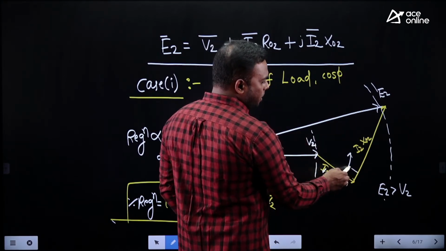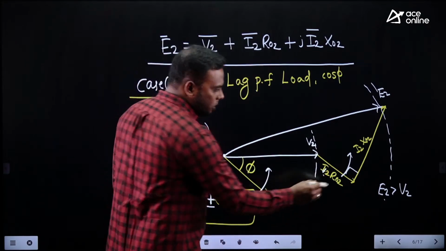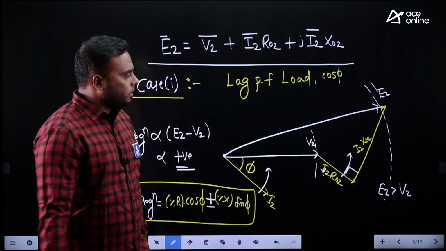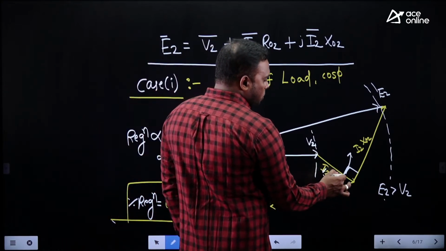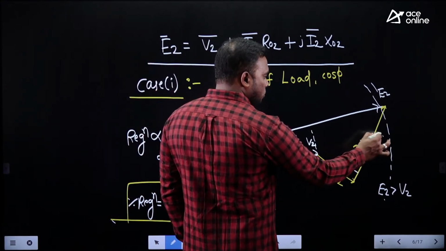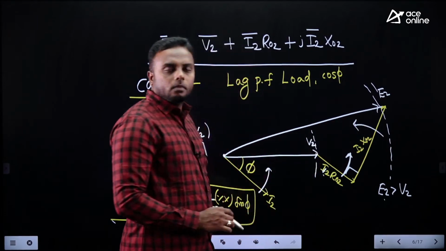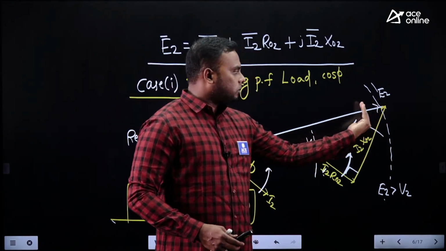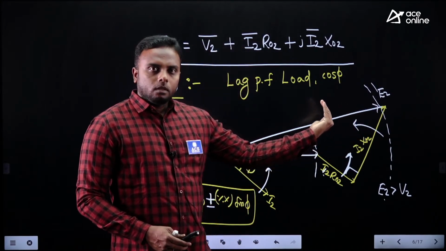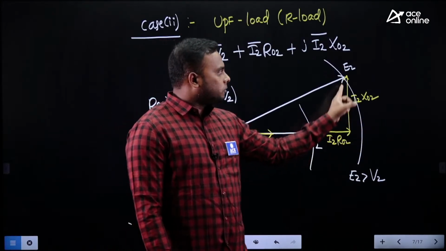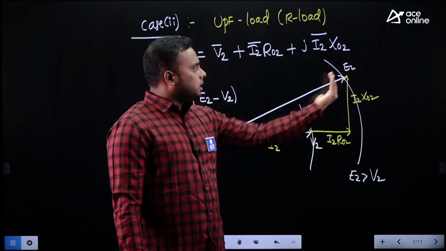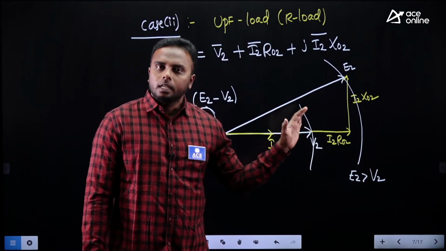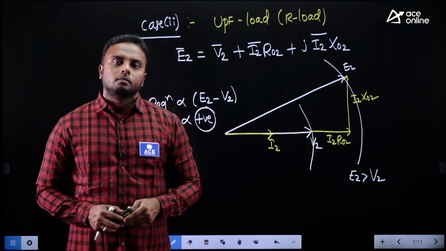These two are exactly perpendicular, no? You can also fix these two vectors. Fixed it is. They are perpendicular always. Whenever I2R02 moving in this direction, I2X02 will move in this direction. Then as I2X02 moving towards this, what is the magnitude of E2 here? Slowly decrease. Okay, so we got UPF, this one. Even it is decreasing, but still E2 greater than V2 only, no?